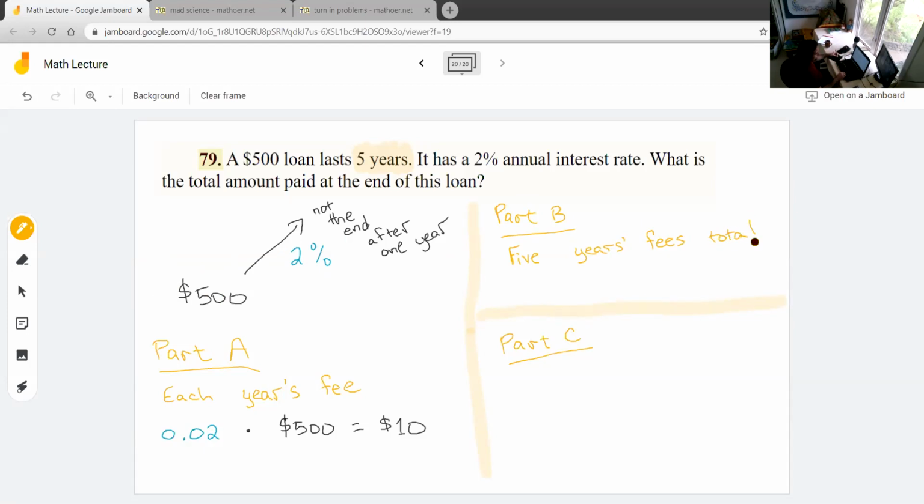For every year, there's a $10 fee. So we're going to take the 10, multiply it by 5, and get 50. And then part C, don't forget the principal. If you showed up at the bank 5 years later and only gave them $50, they would say, hey, what about the $500 loan?